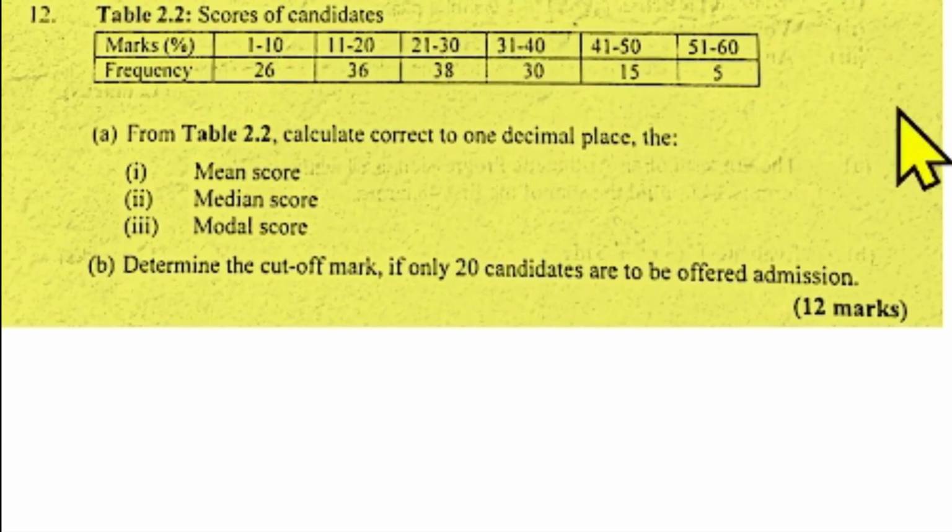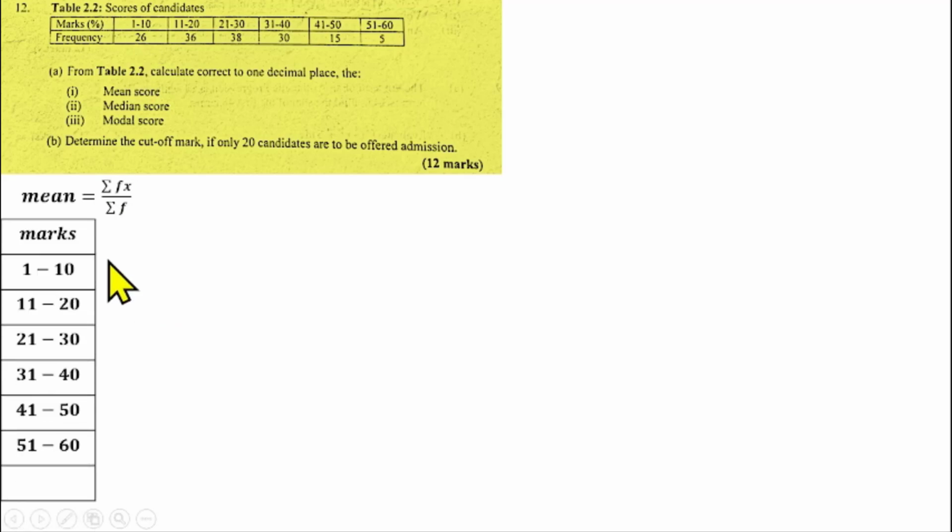Question number 12 is from statistics. We are to use this table to calculate, correct to one decimal place, the mean, median, then modal score. So of course, to get the mean, we need to use summation fx over summation f, because it's grouped data. We know our frequency, which is f here, but we don't know our x, so we need to get our x before we can compute summation fx over summation f.